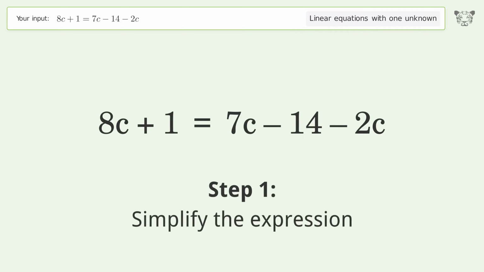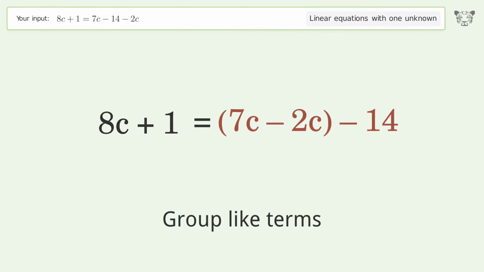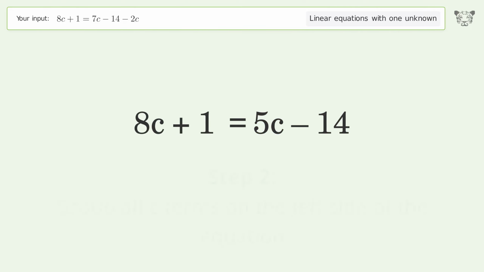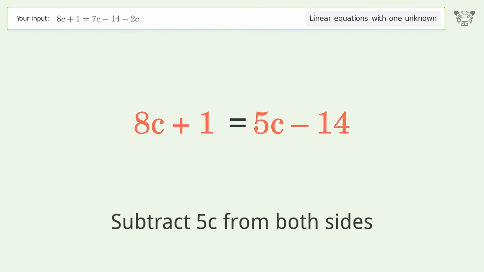Simplify the expression. Group like terms. Simplify the arithmetic. Group all c terms on the left side of the equation. Subtract 5c from both sides.